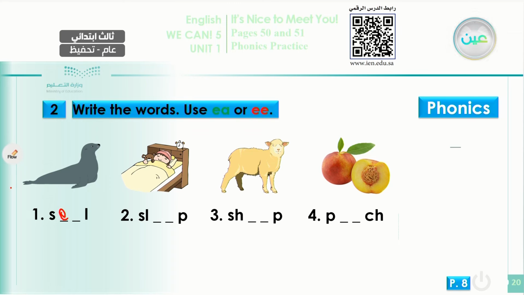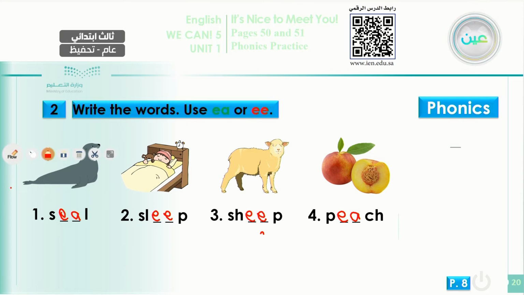Seal is to be written like this, S-E-A-L. Sheep can be written with double E-P. So sleep, S-L-E-E-P. Sheep also is written with double E. Okay, peach, pronounced the same but with E-A, peach.